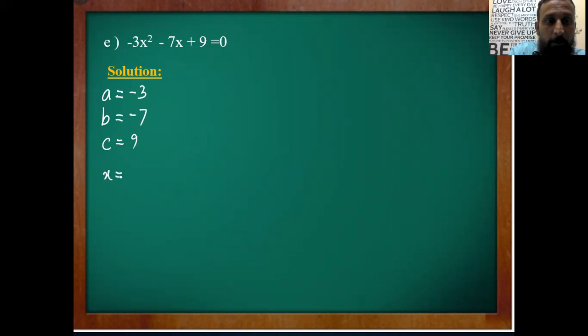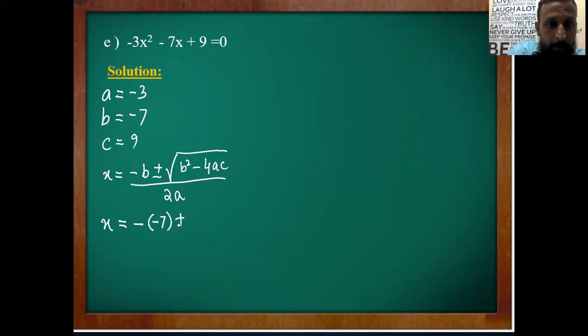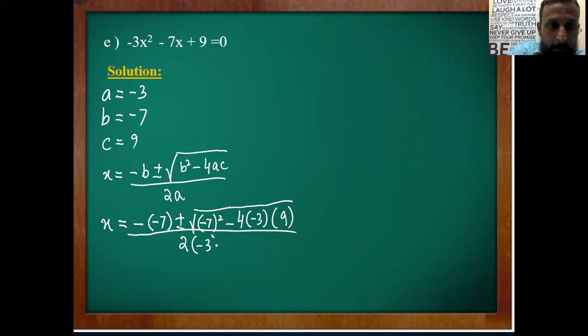What are we going to do? We're going to plug in these values in the quadratic formula: negative b plus minus under root b square minus 4ac whole upon 2a. All right, boys and girls. So negative b means negative of negative 7, plus minus under root negative 7 square, sorry, minus 4 multiplied by a, that is negative 3, multiplied by c, that is 9, whole upon 2 multiplied by a, that is 2 multiplied by minus 3.